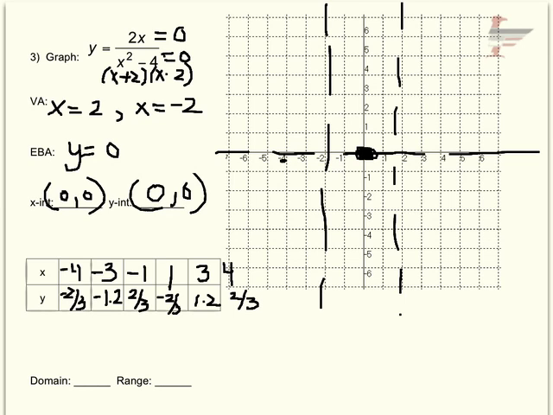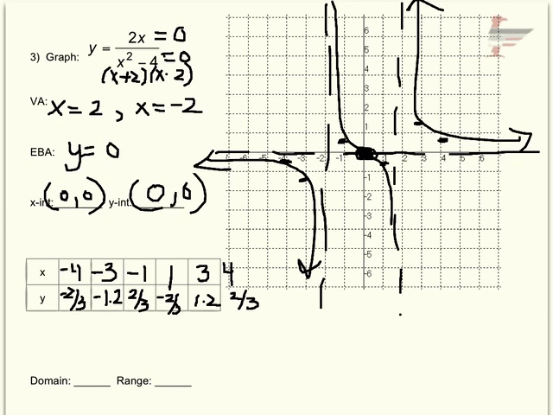So -4, -2/3, -3 and 1.2, -1 and 2/3, 1 and -2/3, 3 and 1.2, and 4 and 2/3. So again, I can kind of see the hyperbola branches here in the left-hand corner and the upper right-hand corner, and then in the middle is kind of that cubic type of graph happening. So my domain is all real numbers, except x cannot equal ±2, and my range is all real numbers because that cubic piece in the middle crosses through my end behavior asymptote.